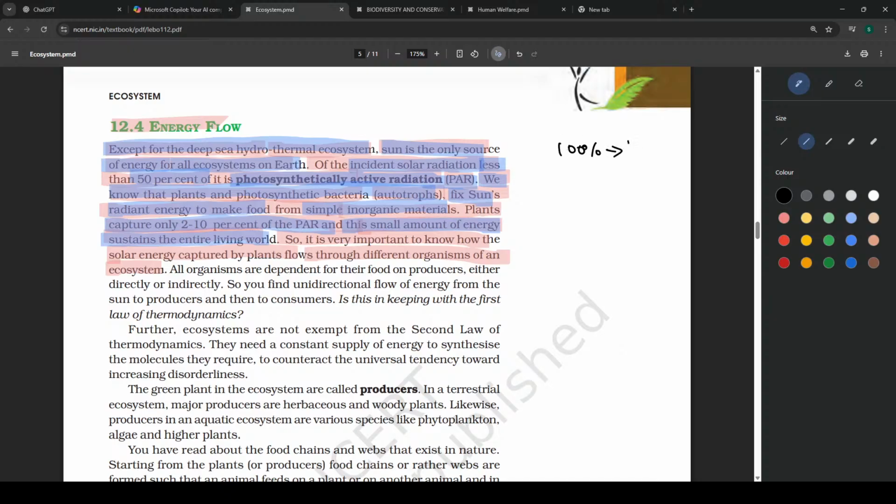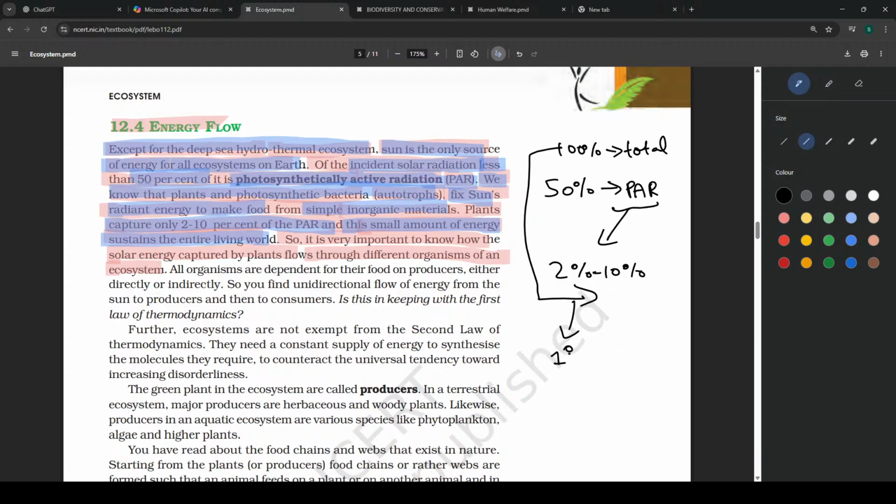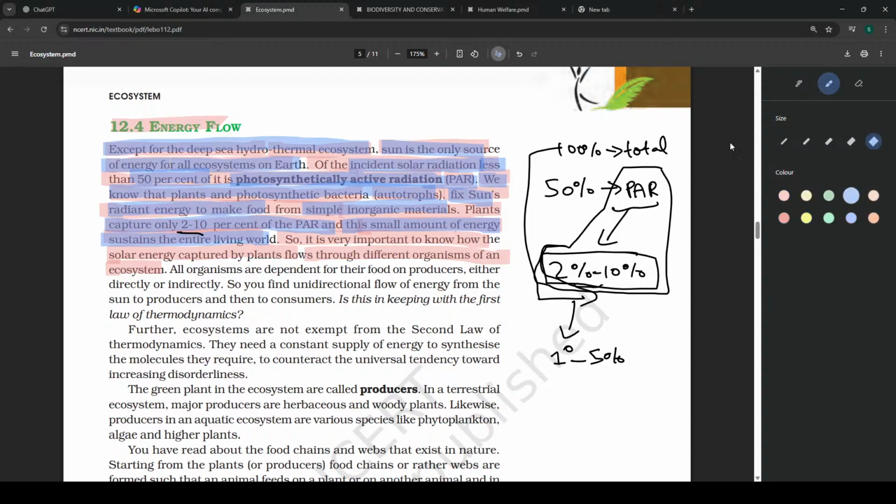So 100% is total radiation. If we assume 50% as PAR, then what do plants utilize? Of PAR, plants utilize 2% to 10%. If we take the total as 100%, plants utilize only 1% to 5%. From PAR, it is 2% to 10%. This is the calculation given in the textbook. In total sunlight, it is 1% to 5%. But it is important to remember what is given in the textbook, that is 2 to 10% of PAR. It is good to remember that itself.